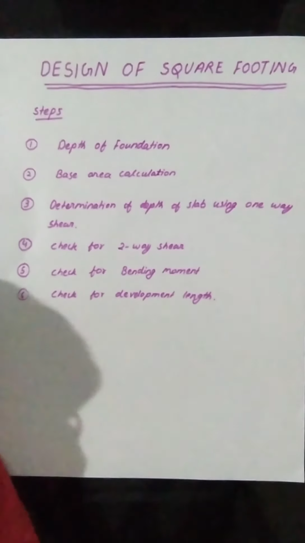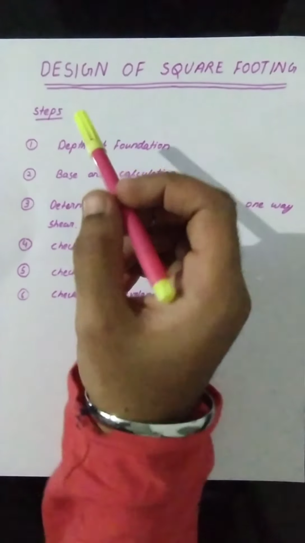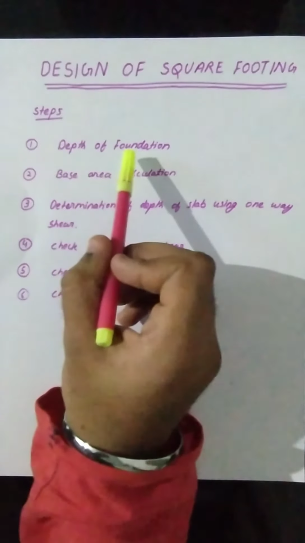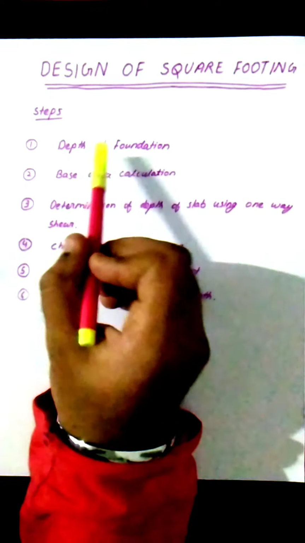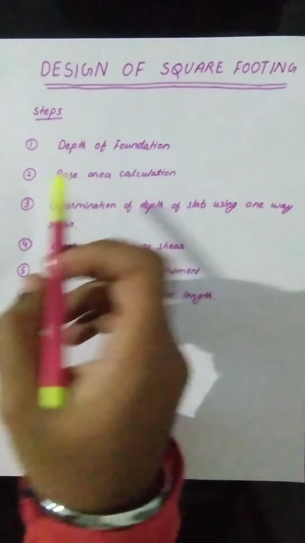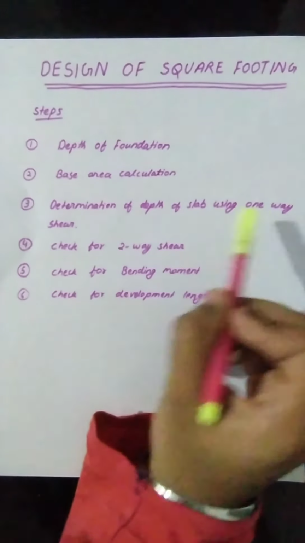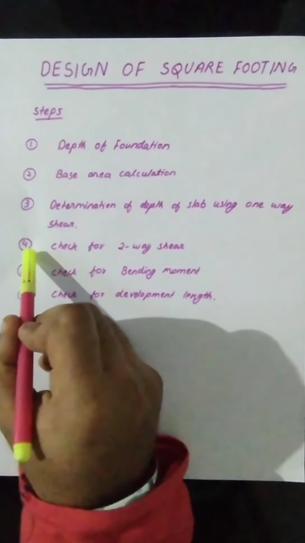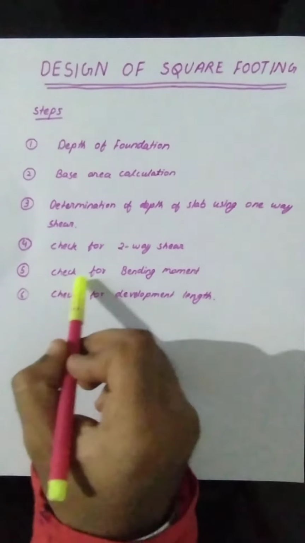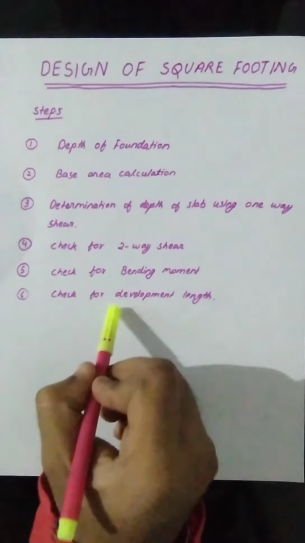So friends, today we are going to discuss a design of square footing. In this there are 6 steps involved. The first step is depth of foundation. We have to determine the depth of foundation. Second step is base area calculation. Third step is determination of depth of slab using one-way shear. Fourth step is check for two-way shear. Fifth step is check for bending moment. And the last step is check for development length.